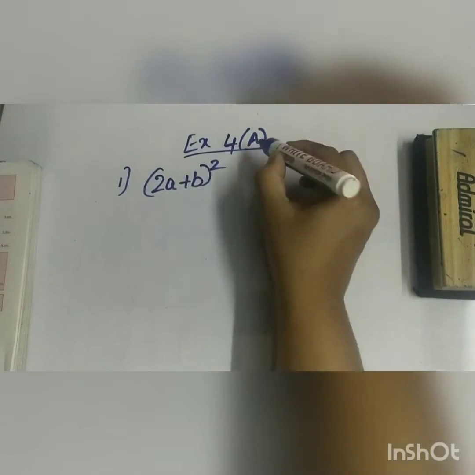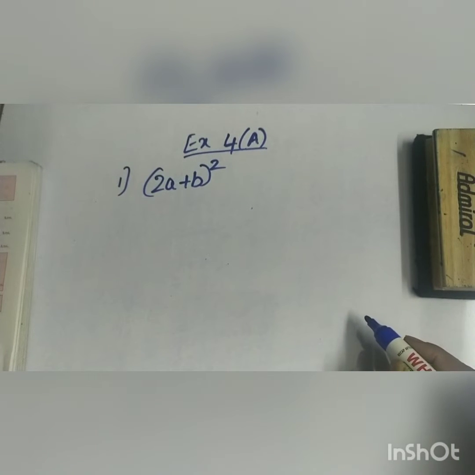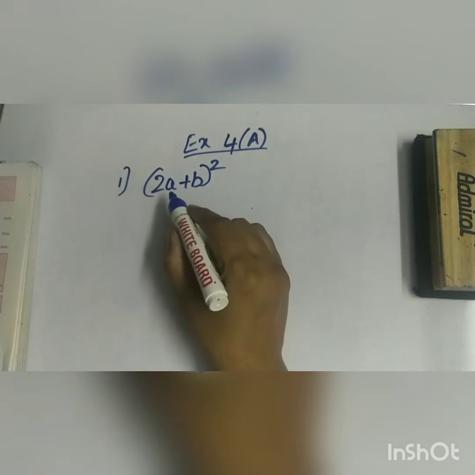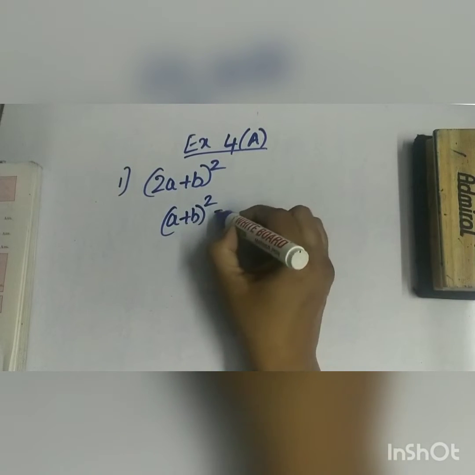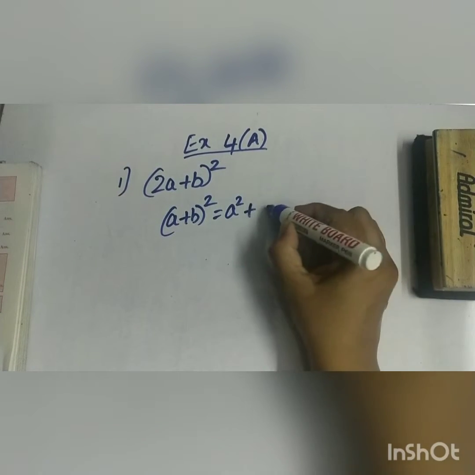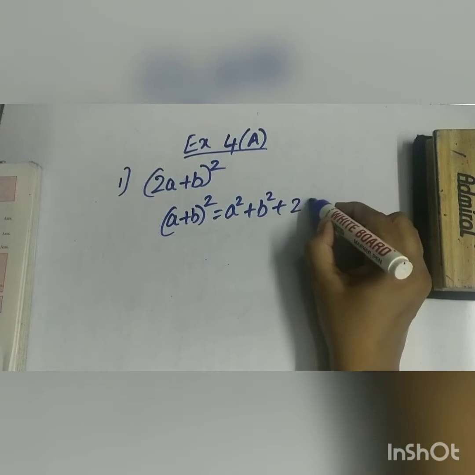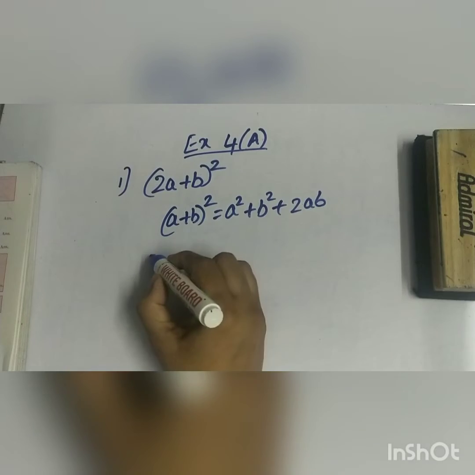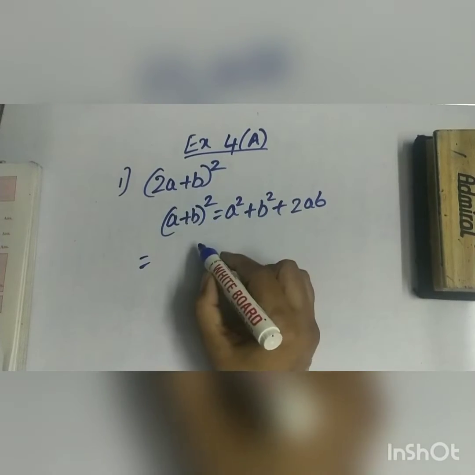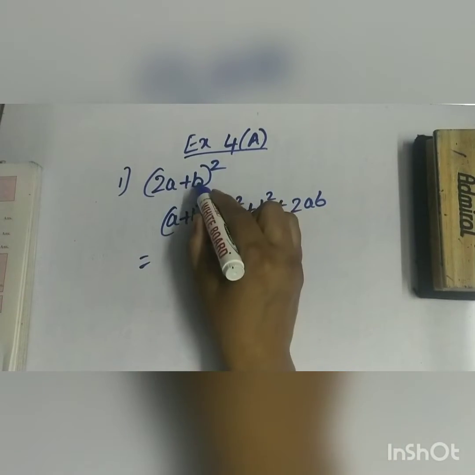There are a few formulas in this lesson. As we do the problems, I will tell you, and you can make a note of those formulas. For this particular one, I'm going to apply this formula, that is (a plus b) whole square is equal to a square plus b square plus 2ab. It's very simple, you can memorize it. So here 2a becomes a and b becomes b.